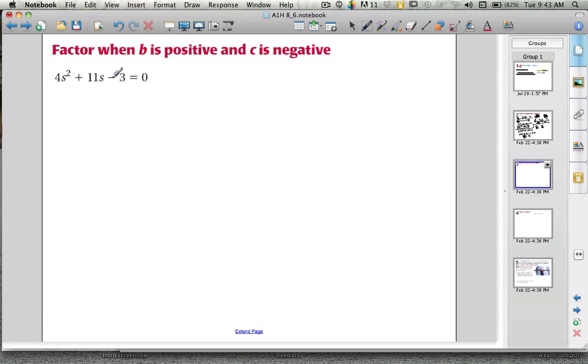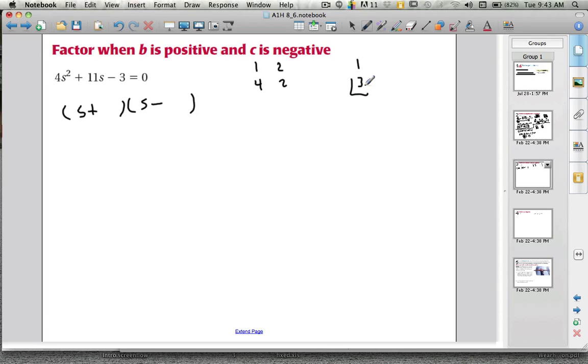Okay, so I have a minus sign here, and that means to me that this is a plus and that's a minus. I still know s times s is going to make s squared. And now I need the factors of 4, which are 1 and 4, or 2 and 2. And I've got the factors of 3, which are 1 and 3. And I want to have products that have a difference of 11. So it's always, the products do this to make that number. So it's a difference of 11.